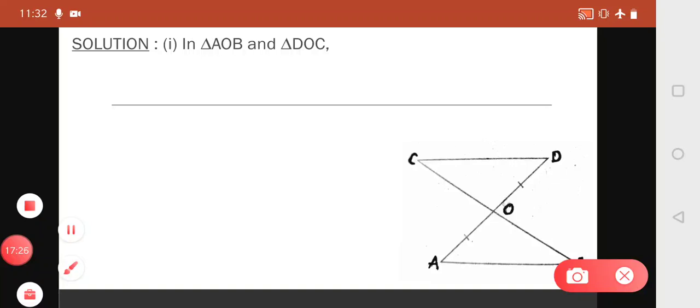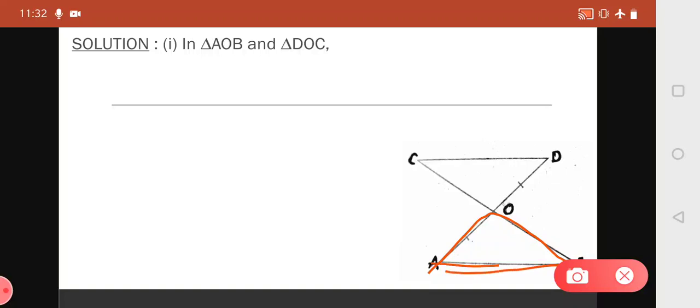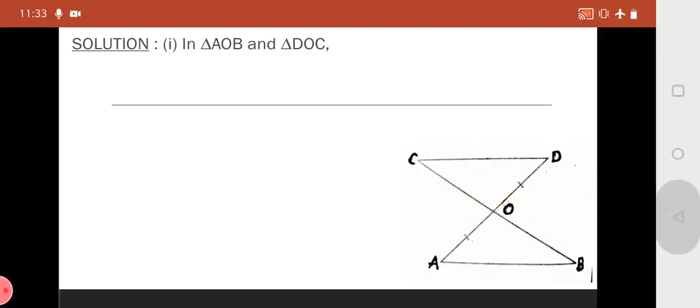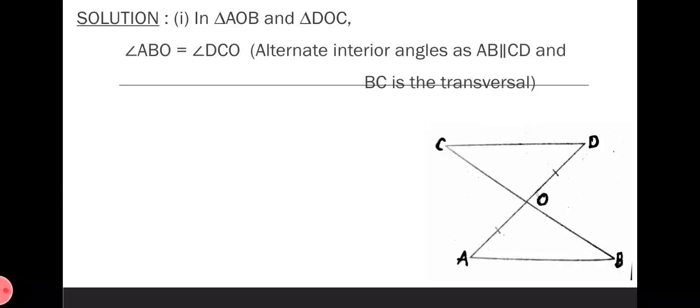First we have to prove that triangle AOB is congruent to triangle DOC. Now you can see this is our triangle AOB and this is our triangle DOC. Yes, two triangles are given. What three parts equal we are getting, that we have to first find out in the figure. Let's see what is given equal.